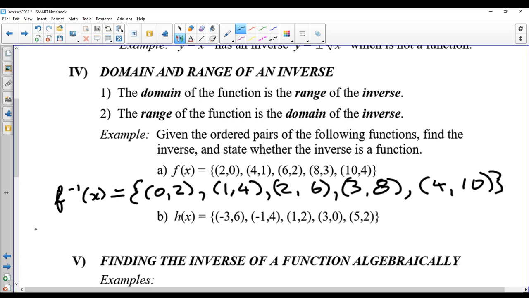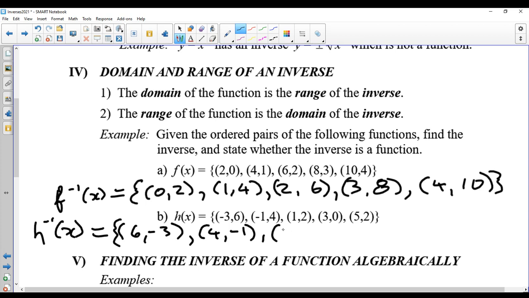So h to the minus 1 of x, the inverse function, would be 6, 3, 4, 1, 2, 1, 0, 3, and 2, 5. So that's the inverse. Now, I'm not saying whether it's a function or not. I'm saying it's the inverse. Is it a function, though? Is it also a function?